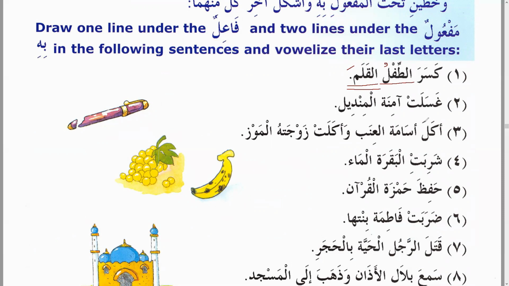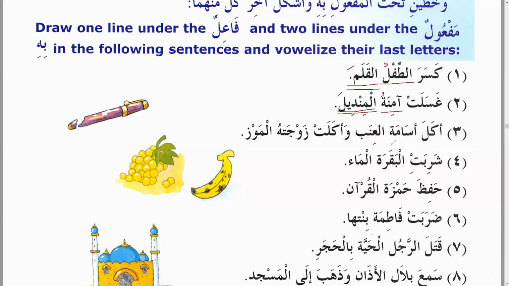Second one. Ghasalat Aminatu. Aminatu is the fa'il. And mindila. Yes, this is the maf'ul. Amina washed the handkerchief. Right, fa'il and maf'ulun bihi.